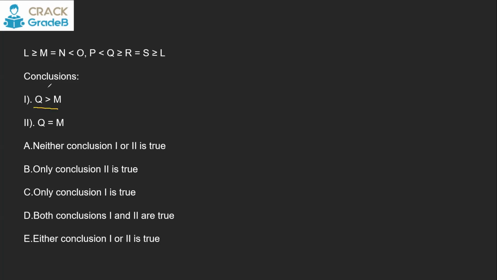Now Q and M we have to compare. M is here. Common factor is L. L is greater than or equal to M. As compared to L, Q will be greater than or equal to L. So Q will be greater than or equal to M as well. That means Q will be either greater or equal to M. So 100% this is not true, and this is also not true. But either of them has to be there. So we'll mark the option as either one or two is true.